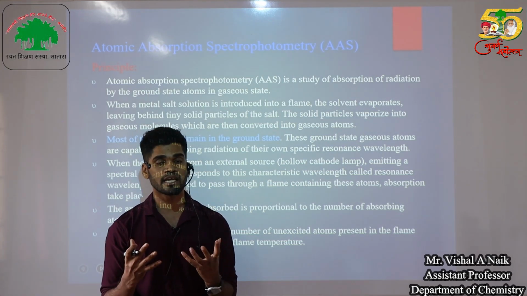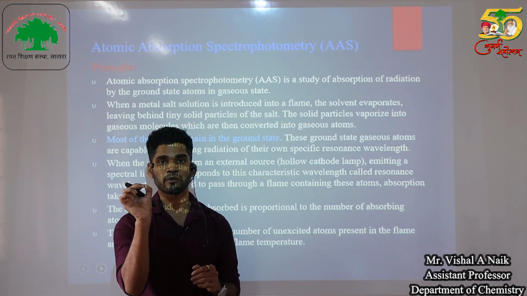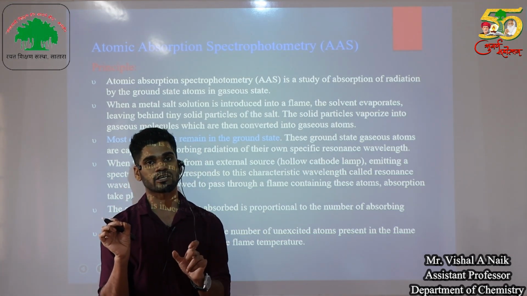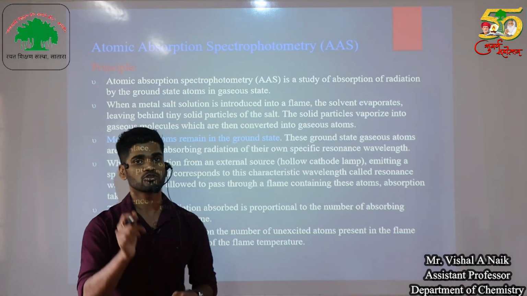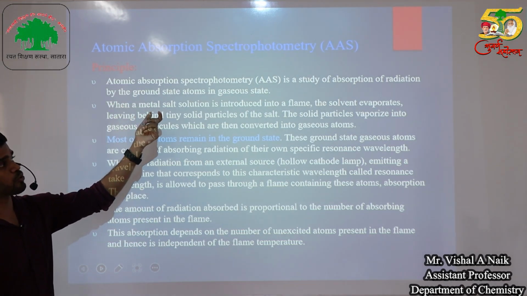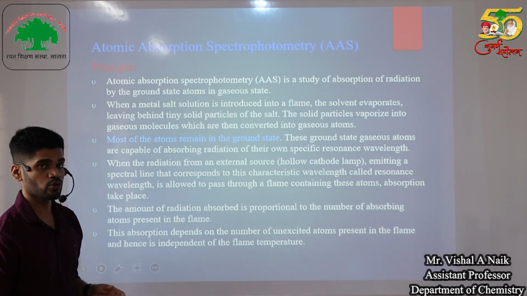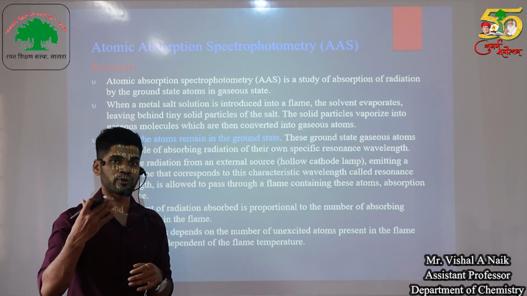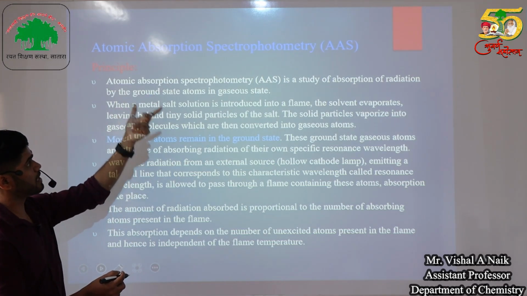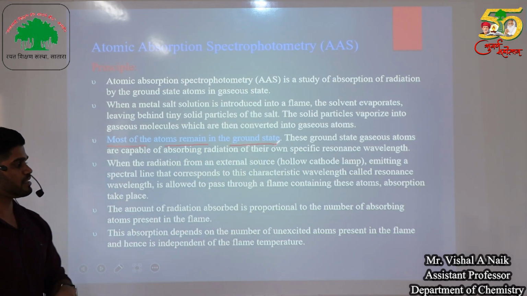So the principle remains the same as flame emission spectroscopy, but with a single change in atomic absorption spectrometer: it is focused only on ground state atoms, not excited state atoms. So this is the general principle. Atomic absorption spectroscopy is the study of absorption of radiation by ground state atoms in a gaseous state. To get the gaseous state, we have to burn the sample in a flame, same as FES. This method mainly focuses on the atoms remaining in the ground state.